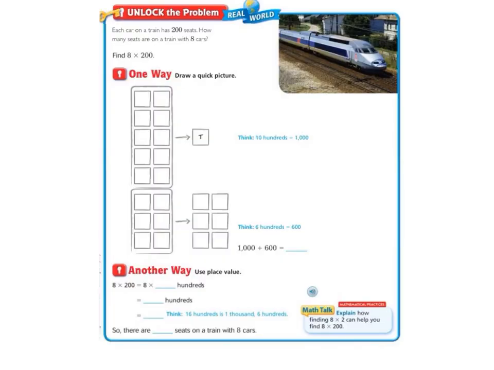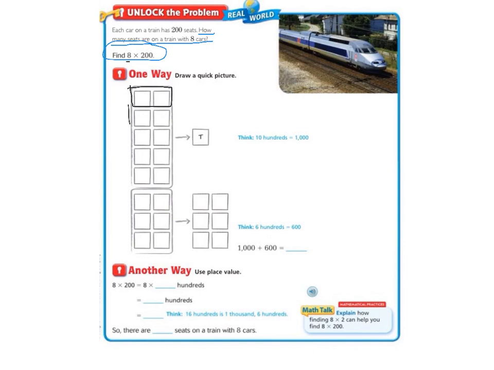Our Unlock the Problem today says that each car on a train has 200 seats. And here's our multiplication question. How many seats are on a train with 8 cars? So we have this picture. We're looking for 8 times 200. Remember that each time I draw a square or a flat, it represents 100. So if I look, each one of these sets of 2 is one train car because each one has 200. And I need 8 of those.